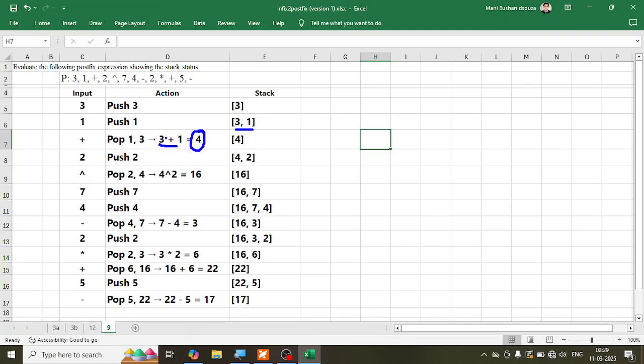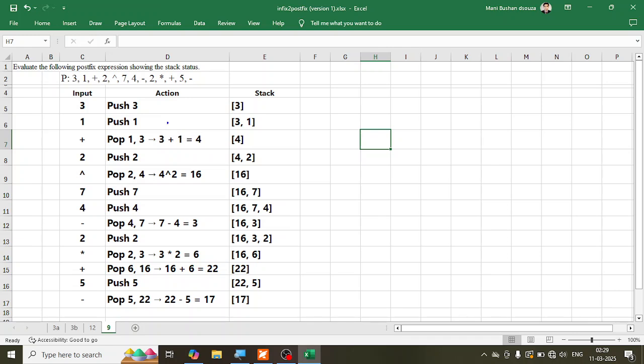Okay. Now 3 plus 1 is going to be 4, and this answer 4 again has to be pushed onto the stack. Whatever answer you get is called an intermediate answer. That intermediate answer, you are supposed to push it into the stack. So the stack now contains the intermediate answer 3 plus 1.